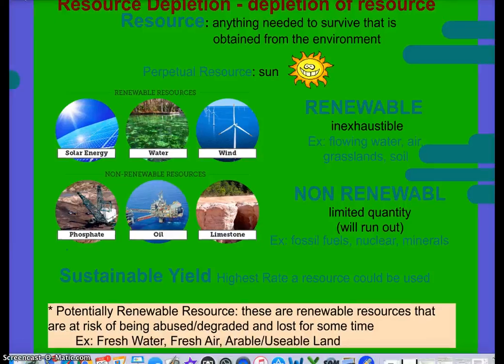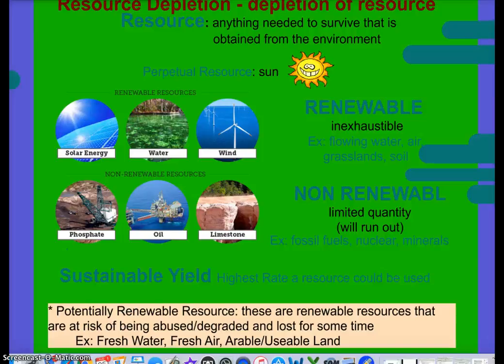Notice how I changed the words here from fresh, just water, to fresh water, fresh air, arable land, or land that can be used. Those things can become potentially renewable. Sometimes they go to such a low state that it will take years for us to be able to use them again. Think about that. That's where water falls. Overconsumption can take water from being what should be renewable to a potentially renewable resource.